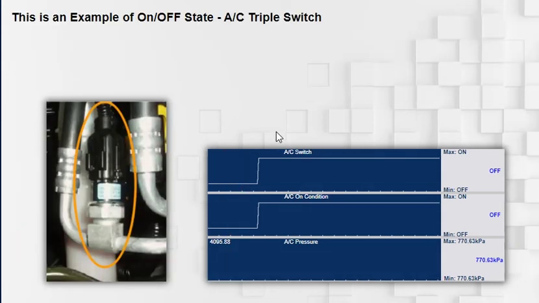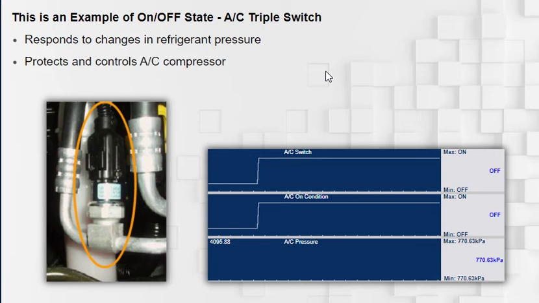The AC triple switch is an example of an on-off state sensor. This sensor responds to changes in refrigerant pressure and is used by the control module to protect and control the AC compressor.